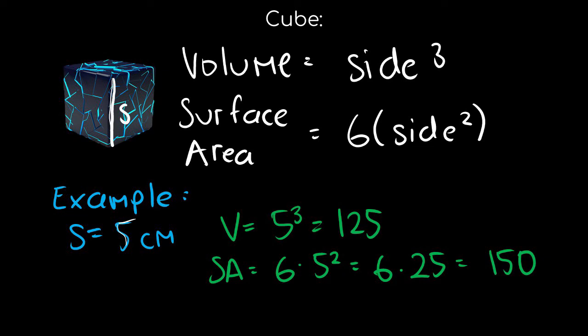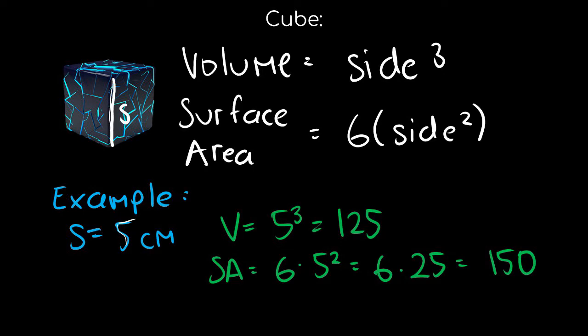Hello guys, today we are going to talk about cubes, spheres, and rectangular prisms. So what is a cube? A cube is like a square, but it's the 3D version of it. An example would be a Rubik's Cube, or a dice, or something.